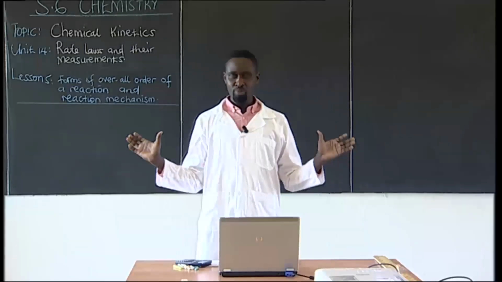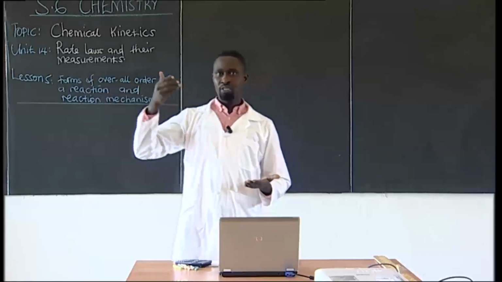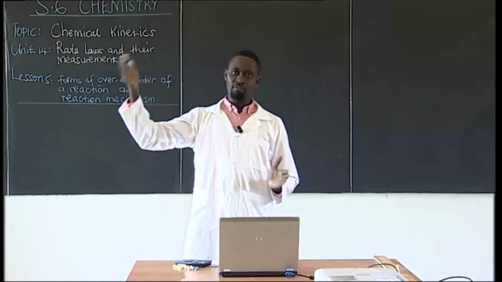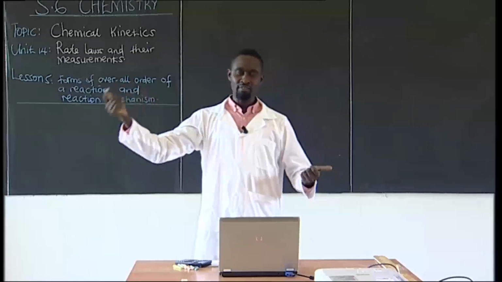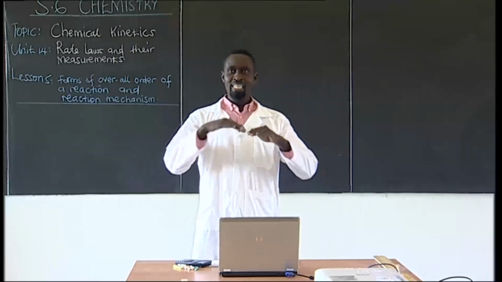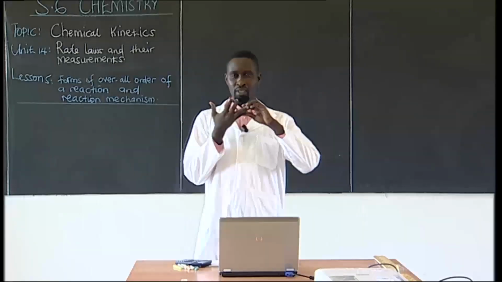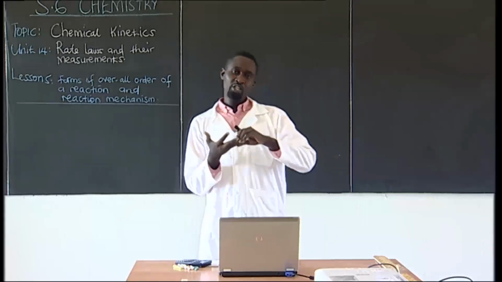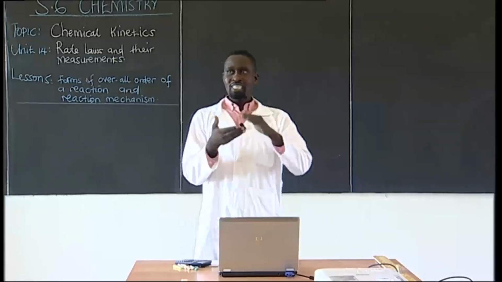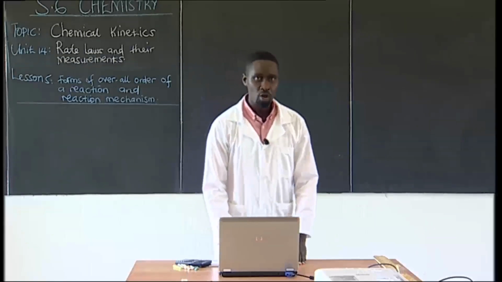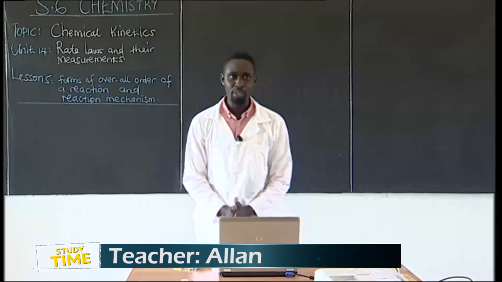Let me bring this to real life. From childhood to death, maybe when someone is around 70 years, from 0 to the 70th year, what will happen? There are stages you go through. You go through childhood, then you go to adolescence, then you go to young adult, then you go to adult stage. Those stages are the ones I can compare with the intermediates in a chemical reaction. Let's see an example here.